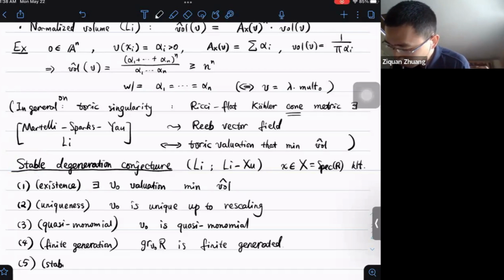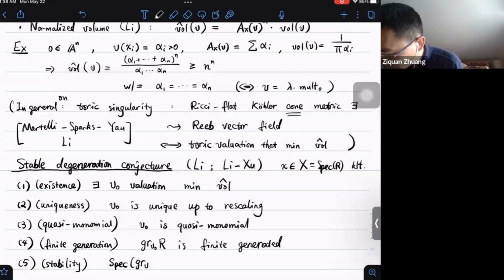So the last part is to establish some stability of the associated degeneration. Once you know this associated graded algebra is finitely generated, then you can form the spectrum of that. So that's an algebraic variety.